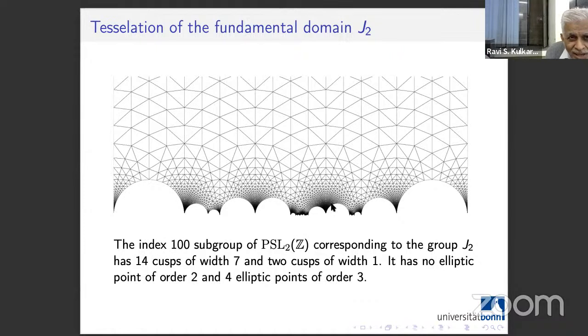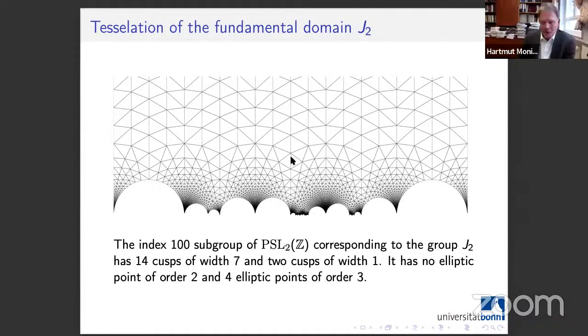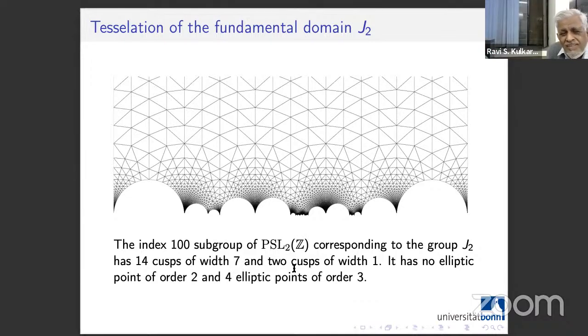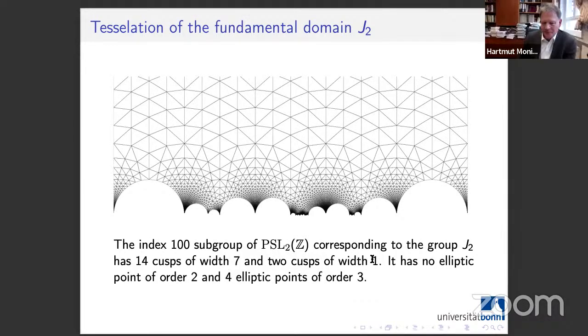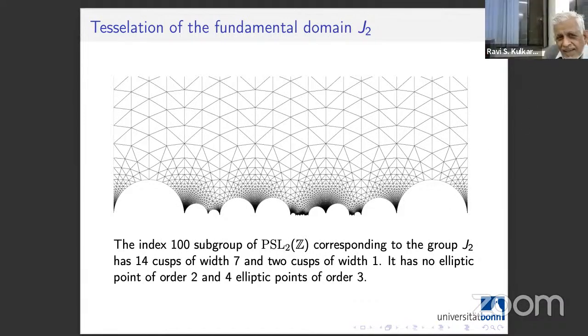All the cusp fields are the same. We have 14 cusps of width 7, and 2 cusps of width 1. No elliptic point of order 2 and 4 elliptic points of order 3. Any explanation why the cusp fields are the same? That must be something group theoretic. There's a group theoretic point, but I'm not familiar with that. So this is just the fact of life for me at this point.